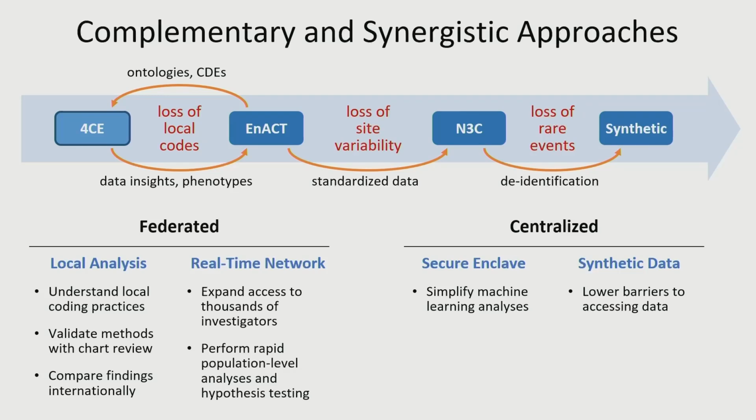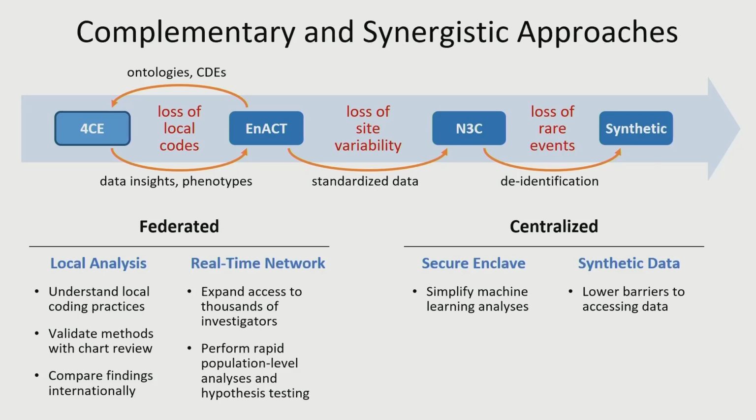So these things aren't really competing against each other. They all serve different purposes. They're complementary and synergistic to each other. All the way on the left is the 4C network. This is the one that was very manual. You had teams of informatics, statistics, and clinicians. It's not very scalable because of the amount of work that's involved, but you need it sometimes to figure out the data quality issues, figure out what codes are used, and work out really complex problems.